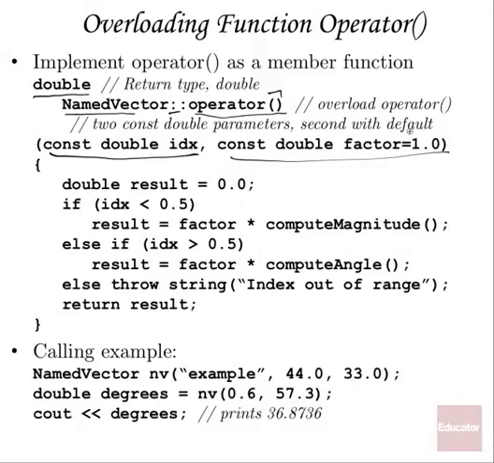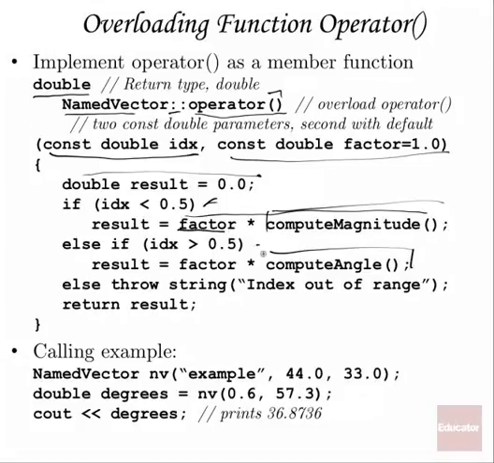So here is our result, which starts as 0. If it's less than 0.5, then we're going to have compute magnitude. Oh, I think I had get magnitude before. We're going to have compute magnitude. This is a member function which will take the x component and the y component and calculate the magnitude and multiply it by our factor, which if you don't provide it will be 1.0. Now, if it's greater than 0.5, then we'll have our other member function called compute angle, which will probably use tangents or arctangents in order to work that out. And the only possible else condition at this point is if it's exactly equal to 0.5, in which case our index is out of range and we'll throw an exception.